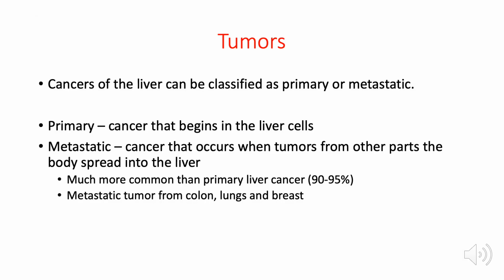Now let's talk about the cancers of the liver. The cancers of the liver can be classified as primary or metastatic. When you say primary, the cancer began in the liver. But when you say metastatic, the cancer started in another organ. It's just that it was able to spread and involve the liver in the process. Now, metastatic cancers are more common than primary liver cancer. 90 to 95% of the cancers involving the liver are most of the time metastatic, and they are actually from colon cancer, lung cancer, and breast cancer.